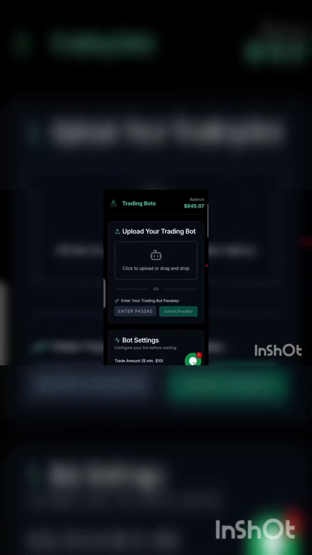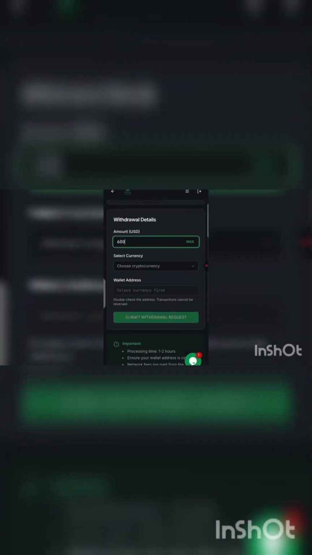Now it has performed another one. You can see our money is now at 434 USD. This is our actual profit right now. After it took an extra trade, it took another trade, and you can see we are now at 645 USDT. So what I'm going to do now is to make a withdrawal of 600 USD.